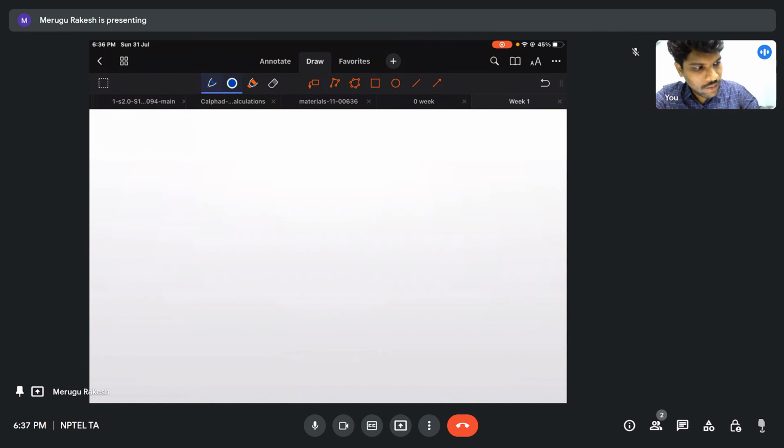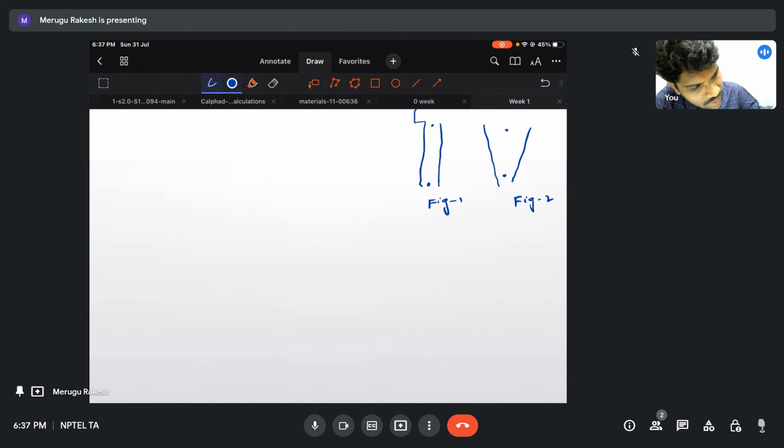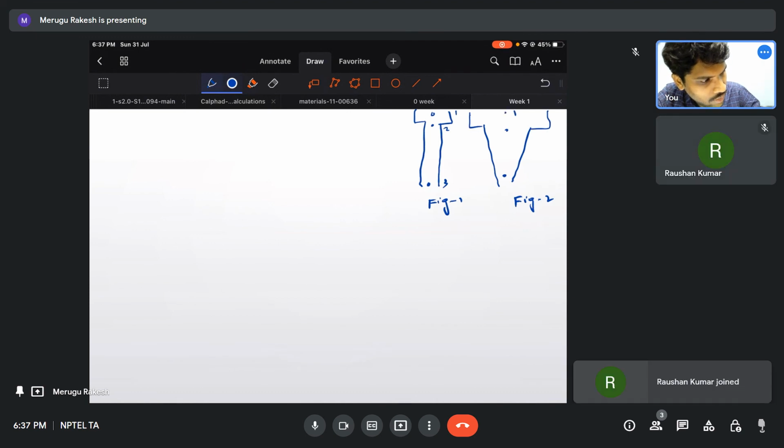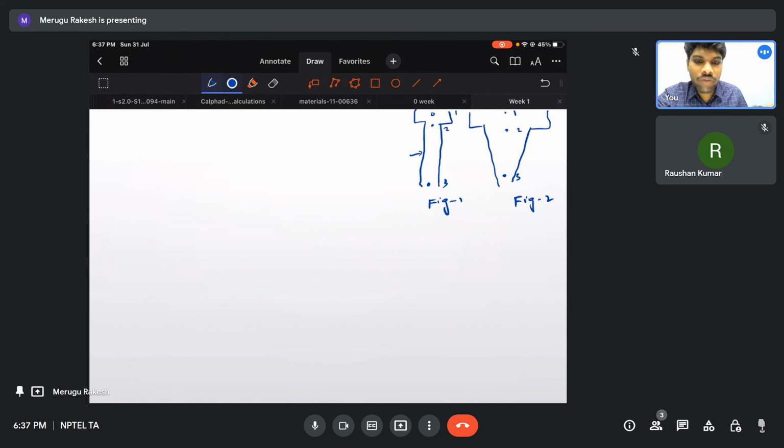Let us take a cylindrical sprue and a tapered sprue. I am taking this as figure 1 and this as figure 2. So I have points. This is the pouring basin, points 1, 2, 3. Similarly, I have a pouring basin here also, 1, 2, 3. Now I will take the cylindrical one and see why it should not be used.